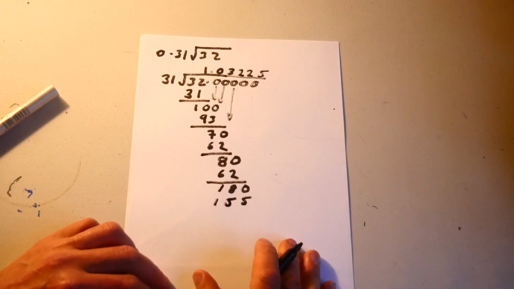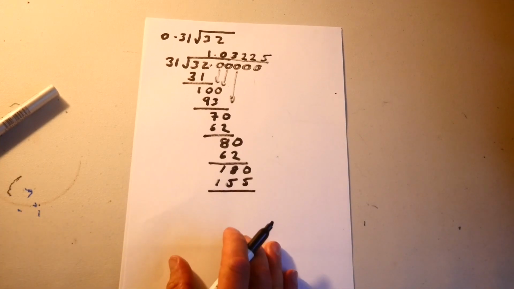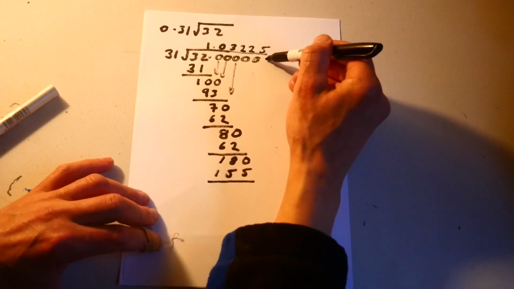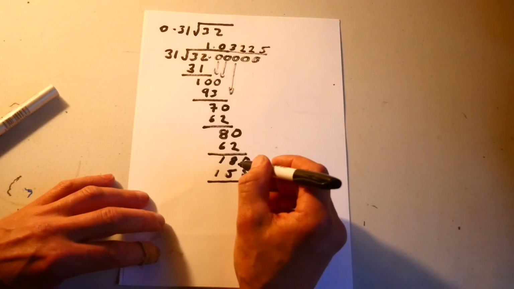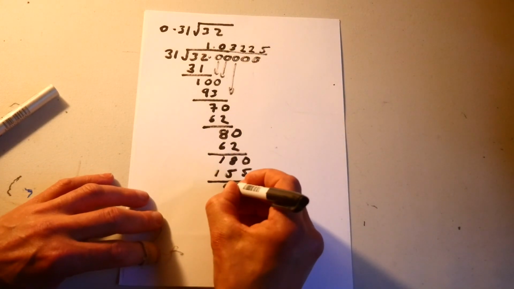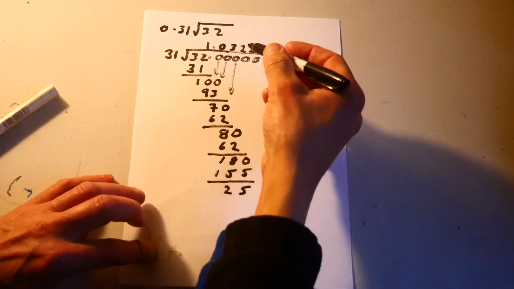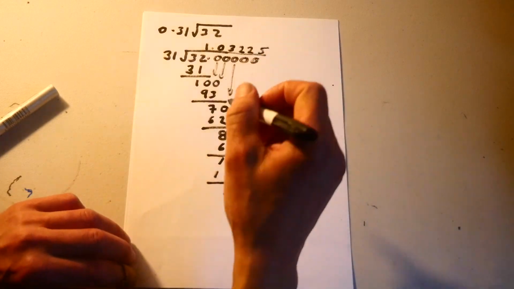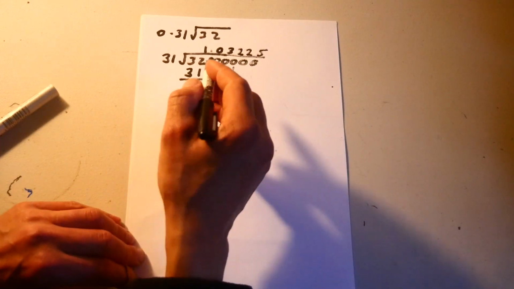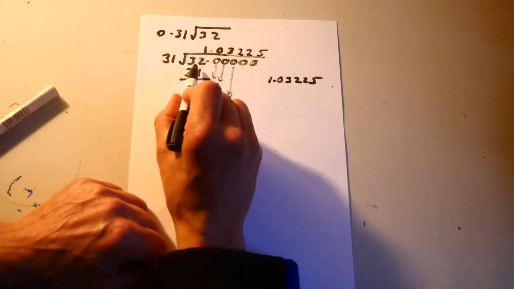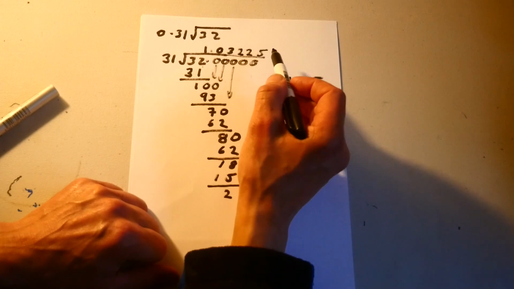Okay? So you can go on doing long division. The more zeros you put in, the more decimal places you get. Basically 155, so that gives you 25. Okay? So the more zeros you put on, the more decimal places it gives you. But basically, to answer this question, this gives you an answer which is 31 goes into 32 1.03225 times. You can check that on a calculator.